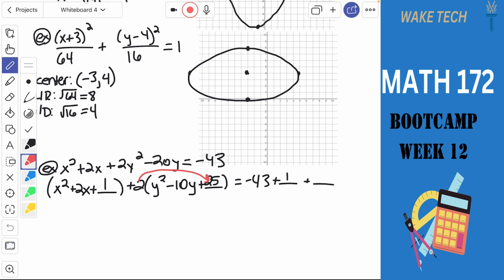But since there's a 2 in front of it, outside the parentheses, when you see 25, it's really a 50 on the left side. So we should add 50 on the right side as well. That gives us two perfect squares, x plus 1 squared plus 2 times y minus 5 squared is equal to 8.